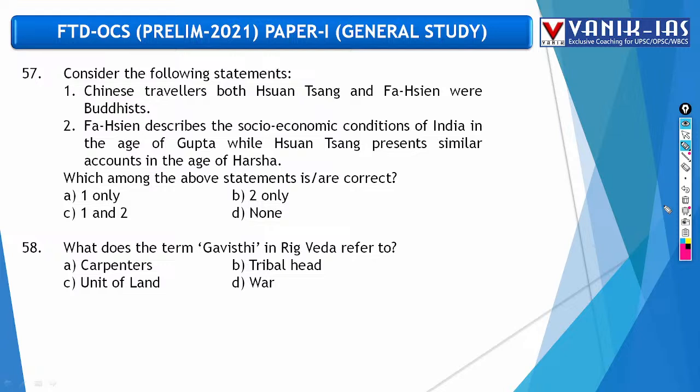Gavishti in Rig Veda refers to war. Okay, so D is the answer.